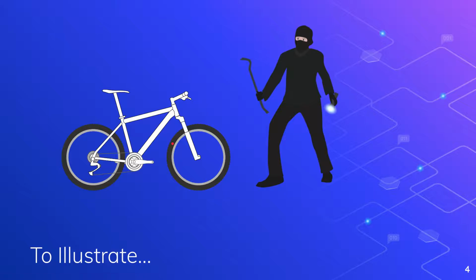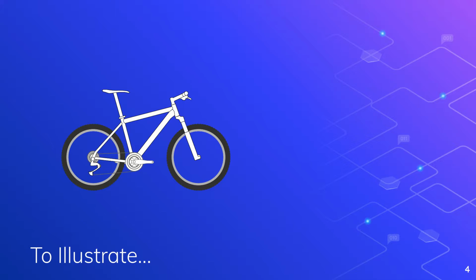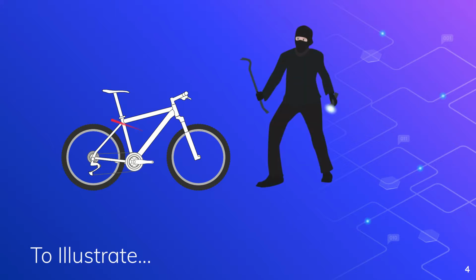So in that case we had an asset, which is the bike, and a threat, which means they could destroy the bike or steal the bike. The threat actor was the person with the crowbar. Then a vulnerability. As you can see right here, the bike is unchained. It's not restricted in any way. That's a vulnerability.